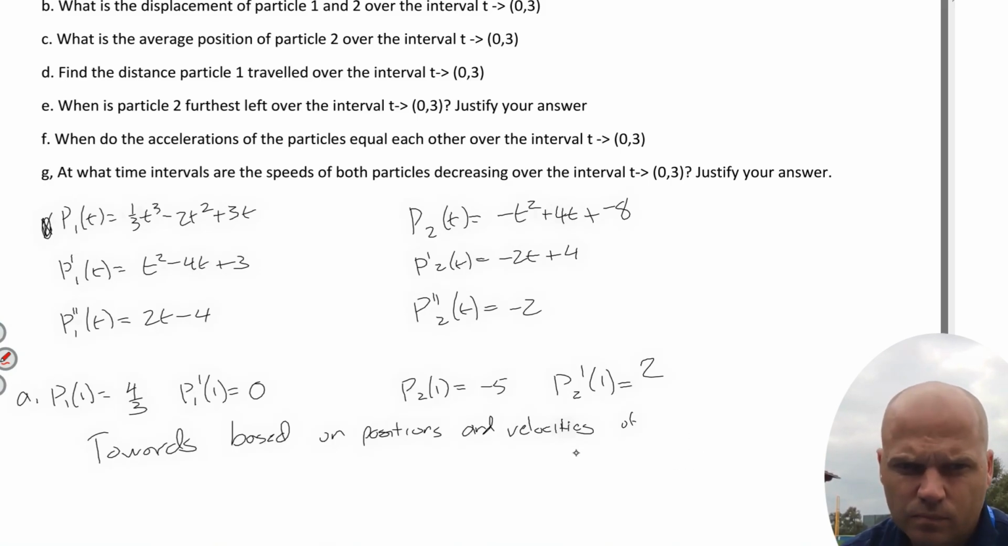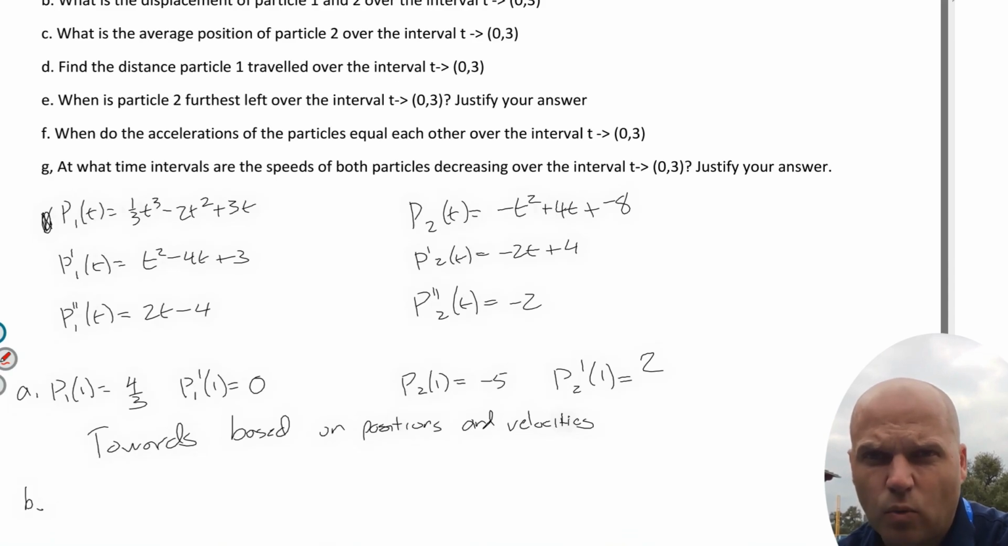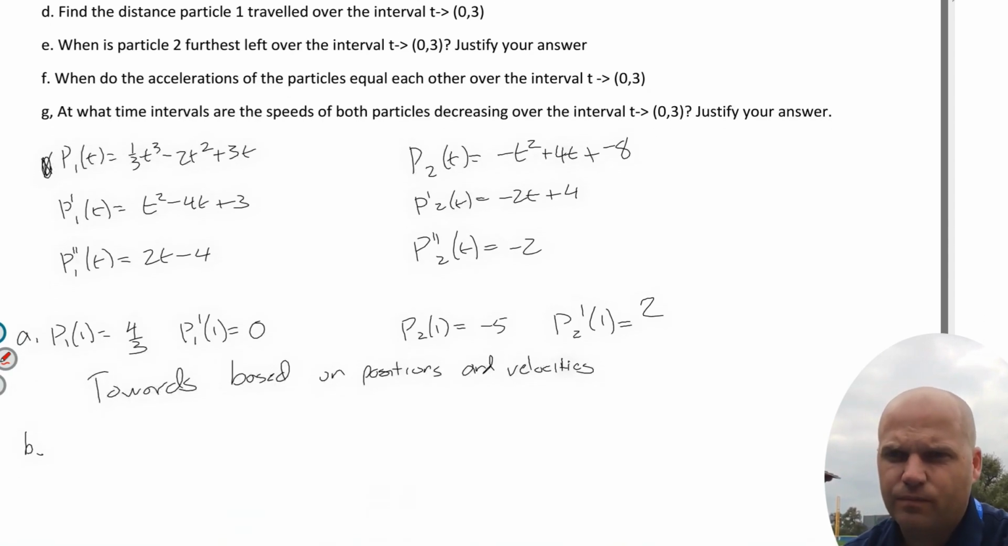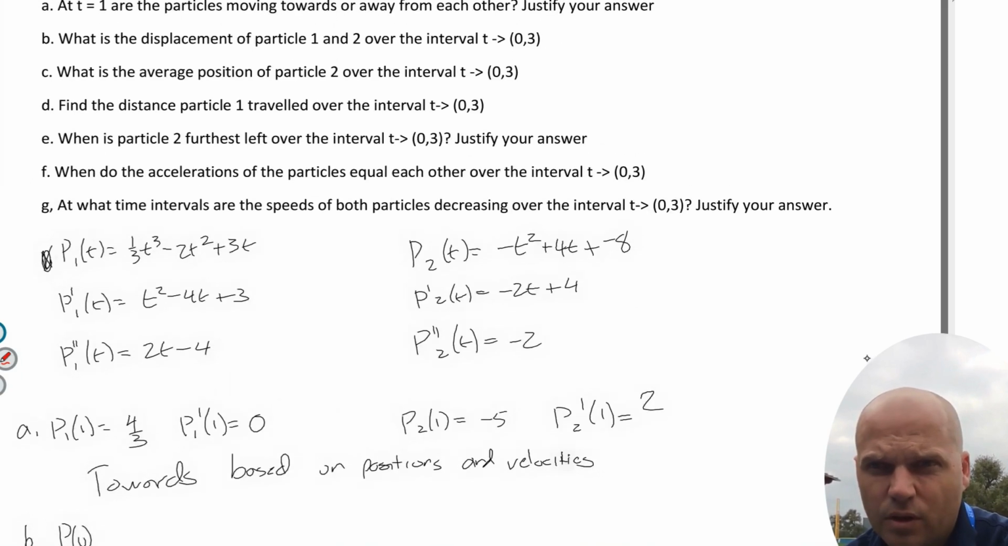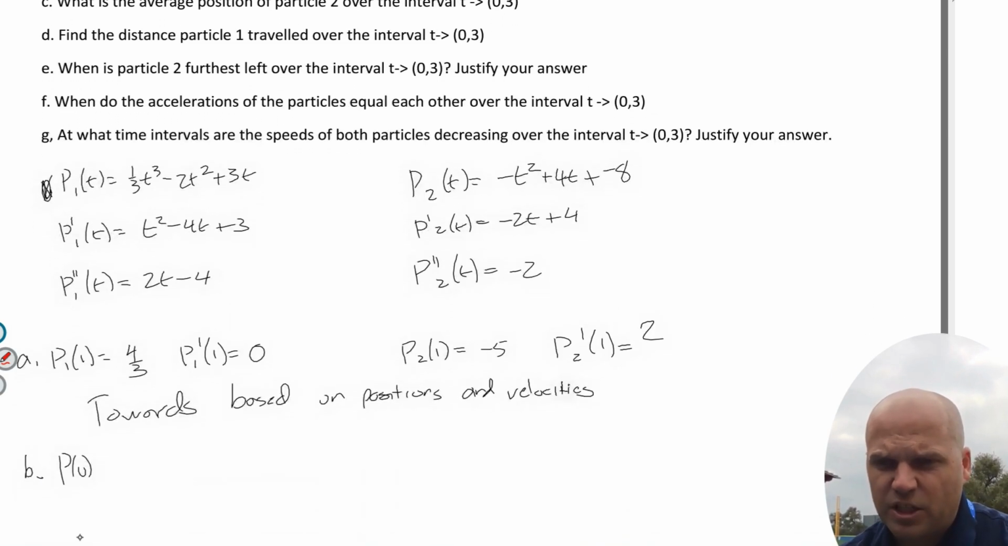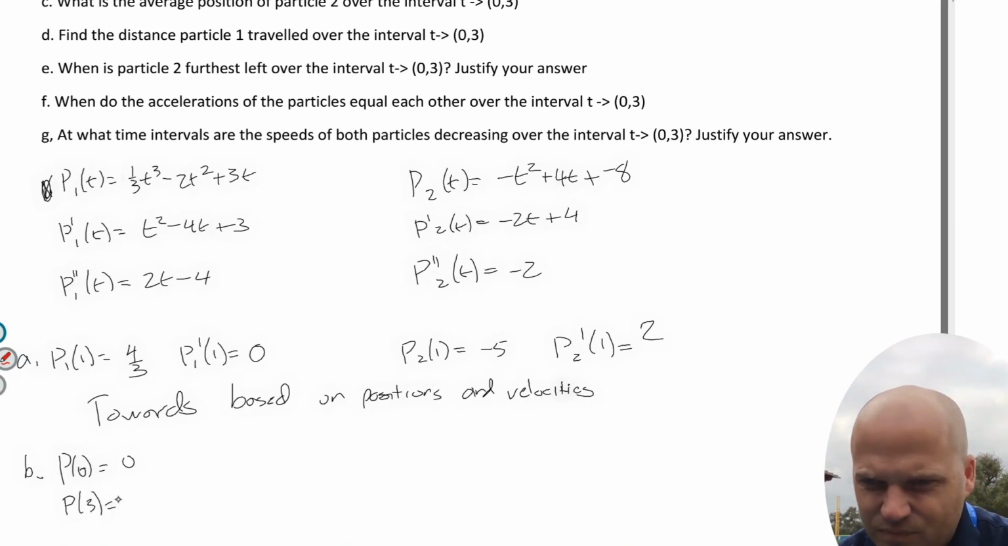Okay. B. What is the displacement of particle 1 and 2 of the interval 0 to 3? Okay, well, is it 1 to 3? Did I really say 1 to 3? All right, good. Well, to find the displacement, let's just find the positions, right? We don't have to accumulate any derivatives because we already have the position function. So I just have to do this.